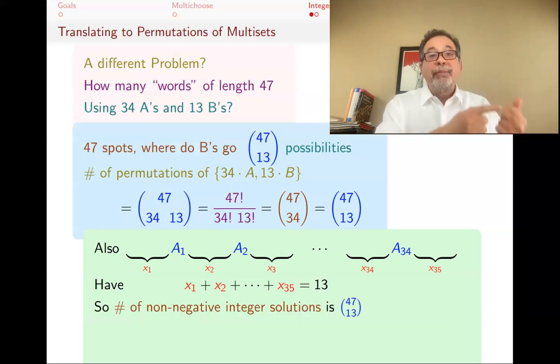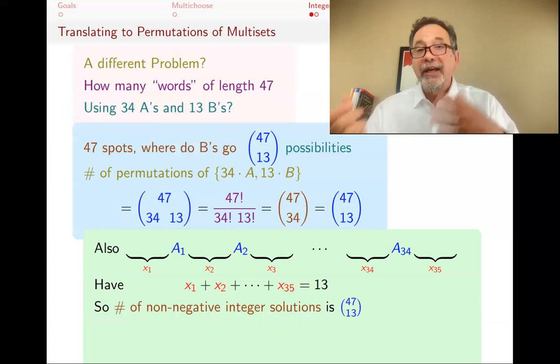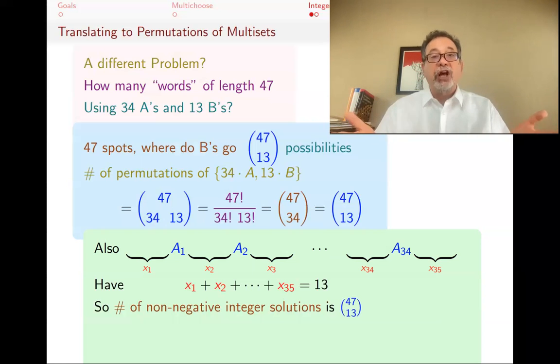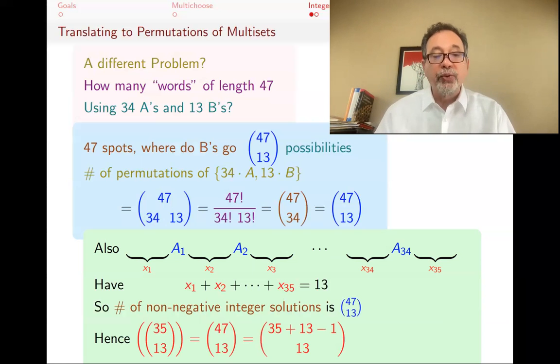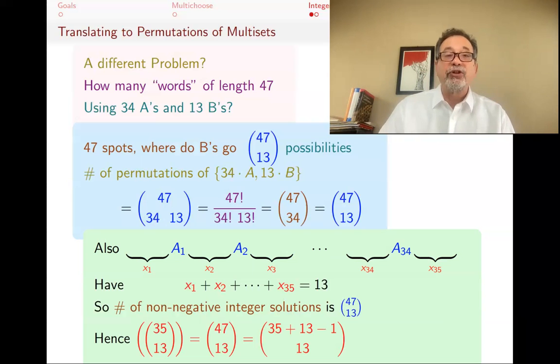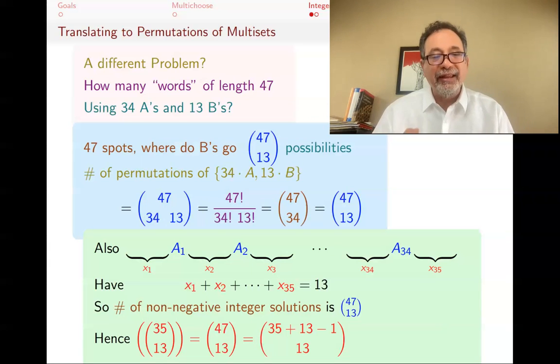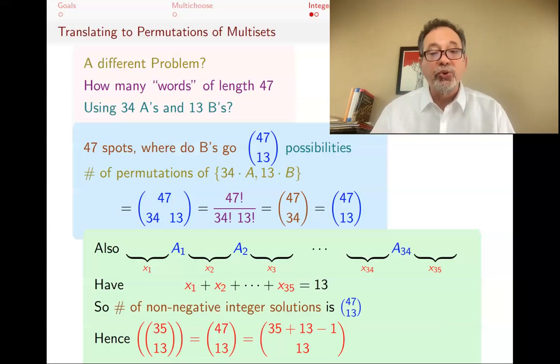And this was the problem with the donut problem. This was the problem of you have 35 types of donuts and you want to pick 13. How many of type 1? That's X1. How many type 2? That's X2. How many type 35? That's X35. So I just solved it. The answer is 47 choose 13. So in other words, 35 multi-choose 13 is the same as 47 choose 13. And where did that come from? It came from the fact that I started with 35 minus 1, which is 34, plus 13, choose 13.